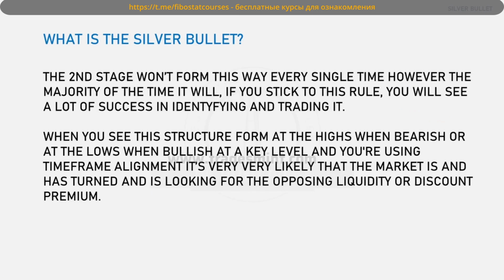So the second stage won't form this way every single time. However, the majority of the time it will. So if you stick to this rule, you will see a lot of success in identifying and trading it. When you see this structure form at the highs when bearish or at the lows when bullish, at a key level, importantly, and you are using time frame alignment, it's very, very likely that the market has turned and is looking for the opposing liquidity or discount and premium levels.